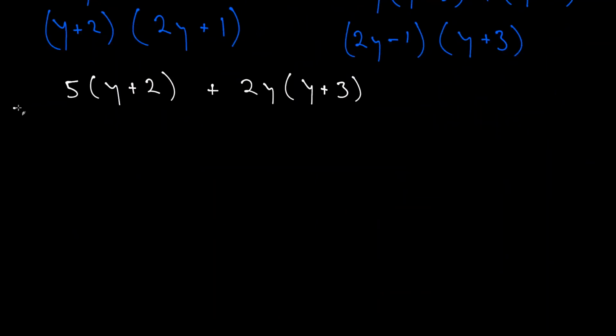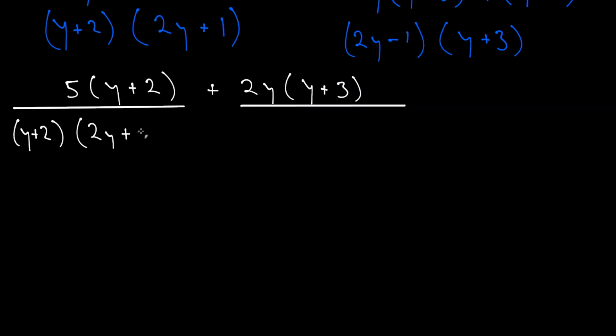And now I'm going to use these two expressions that I factored out to show the denominators. So we get this y plus 2 term and 2y plus 1. And we have this 2y minus 1 term and y plus 3. Now notice anything kind of screams out to you in terms of cancellation. We have this y plus 2 that could cancel, and we have this y plus 3 that can also cancel.